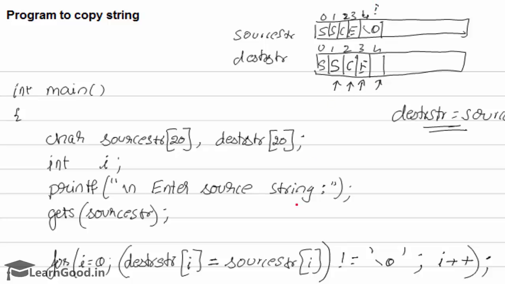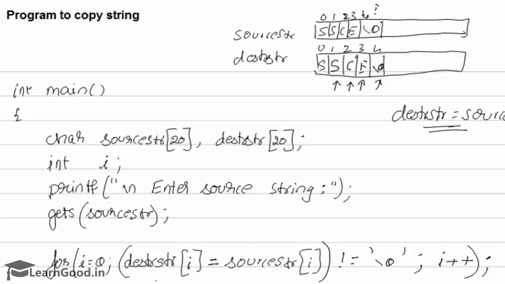So now in this case, it comes to this place, source str of 4, which is \0, is copied to dest str of 4. That is, \0 is copied first. And this \0 is checked whether it is not equal to \0. The condition is false, so it comes out of the loop. The whole data has been copied with a single line.